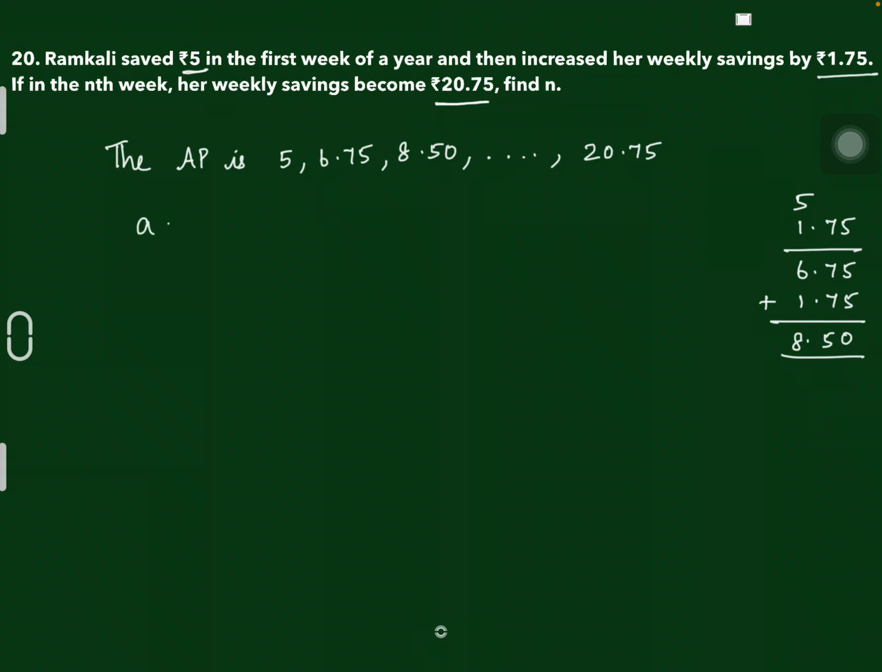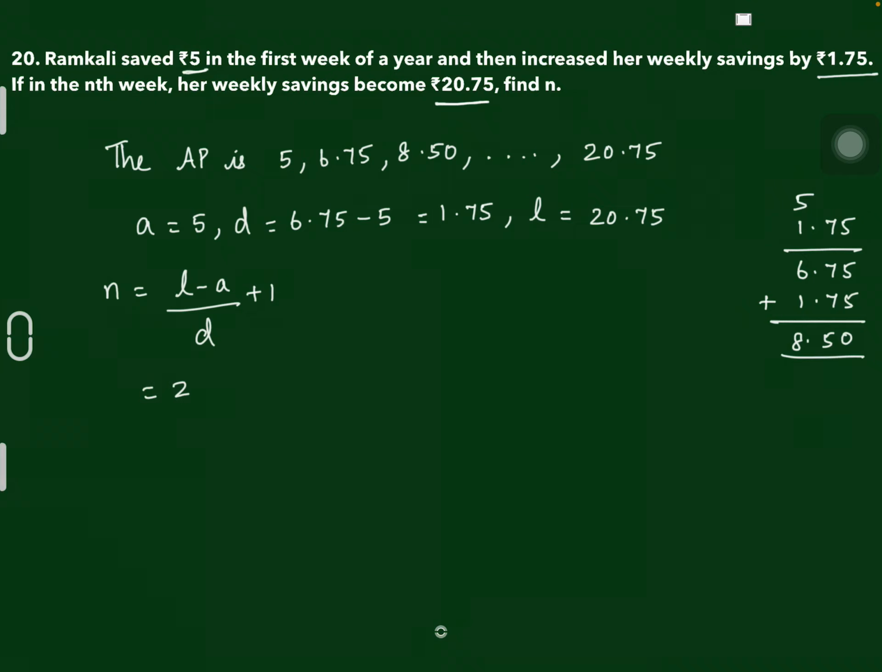So here again, what is A? 5. What is D? We have to find, that is A2 minus A1. When you do that, you get 1.75, because that was the difference. Every week she was increasing her savings by rupees 1.75, and L is 20.75. So in the nth week her weekly savings reached rupees 20.75. So find N. So what is N formula? L minus A by D plus 1.